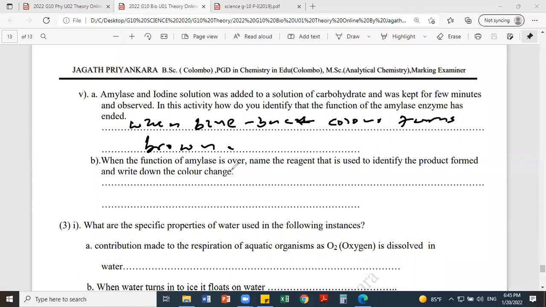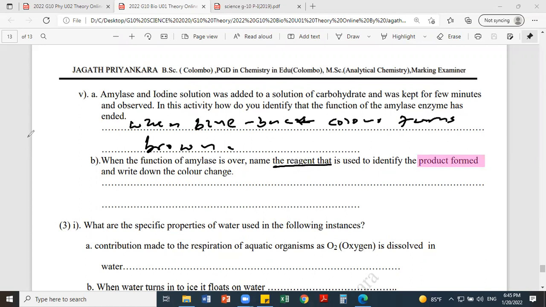Right, part B. When the function of amylase is over, name the reagent that is used to identify the product formed. What is the product formed? I'll highlight here. Who can tell me the product formed from the previous experiment? What is the product formed from the previous experiment? Previous part 5. What is the initial one?